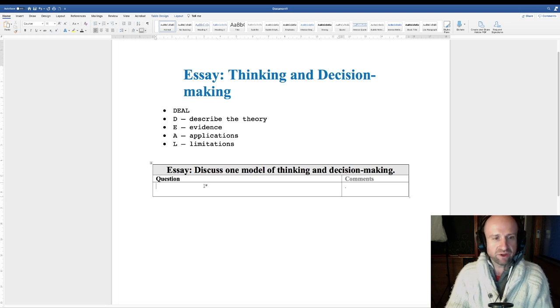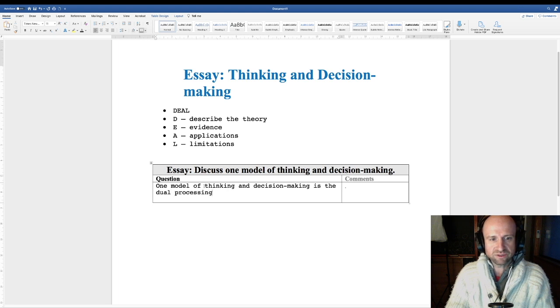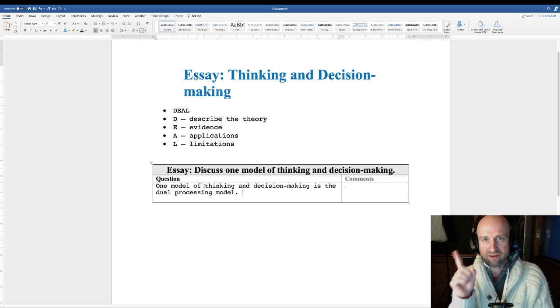Okay, so how do I begin my introduction? The question is: discuss one model of thinking and decision making. I always like to simply restate the question. One model of thinking and decision making is the dual processing model. The reason I like to restate the question is I should be guaranteed 1 mark already.